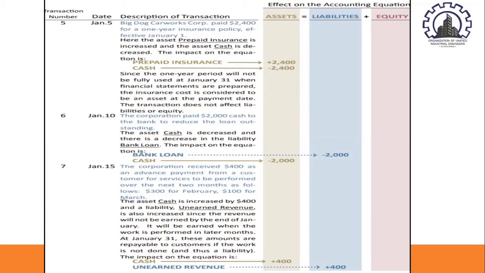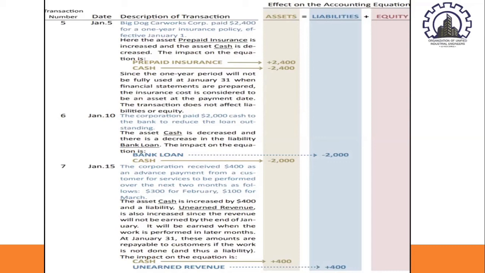2,400. So since the 1-year period will not be fully used at January 31st when financial statements are prepared, the insurance cost is considered to be an asset at the payment date, and the transaction does not affect liabilities or equity.